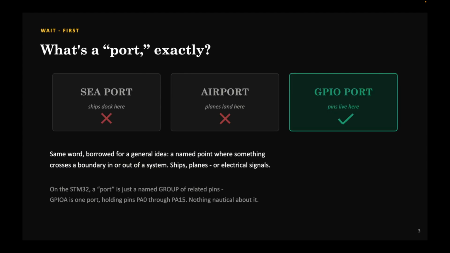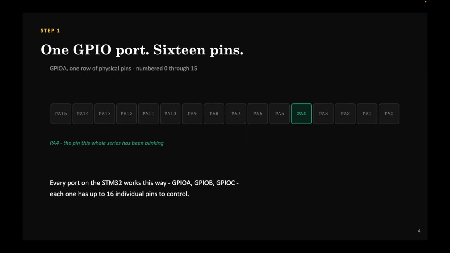A first quick detour: port. Not a seaport, not an airport, same word borrowed for a general idea, a named point where something crosses a boundary in or out of a system. On STM32, a port is just a named group of pins. GPIOA holds PA0 through PA15. One port, 16 pins, numbered from 0 to 15. PA4, the exact pin this whole series has been blinking.